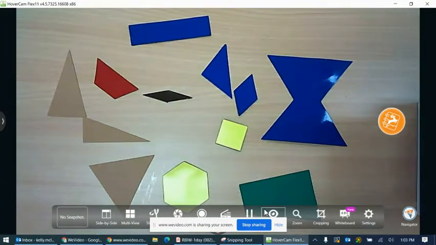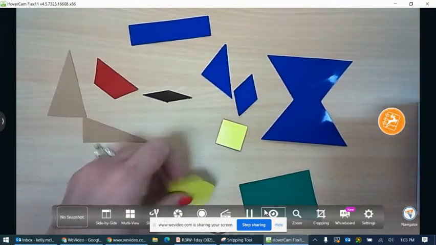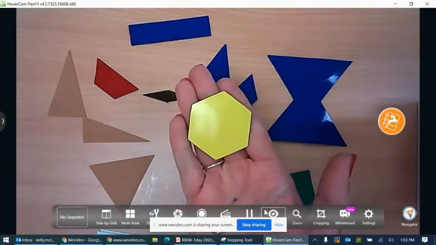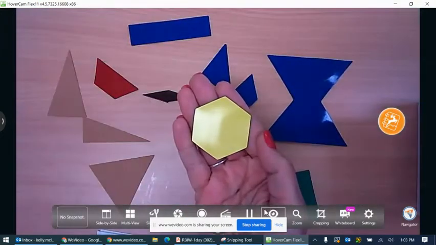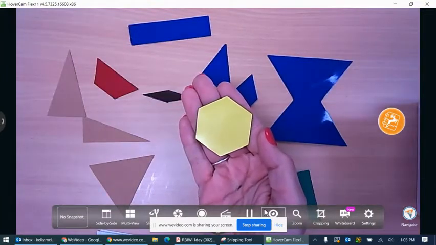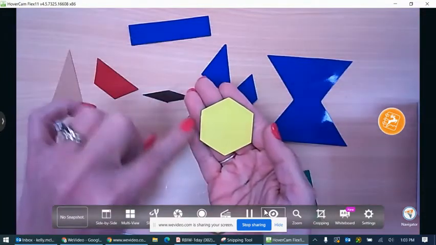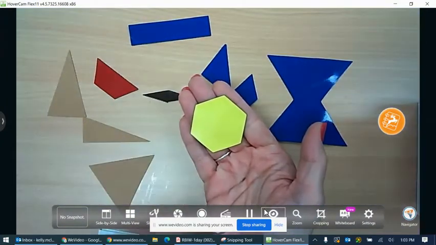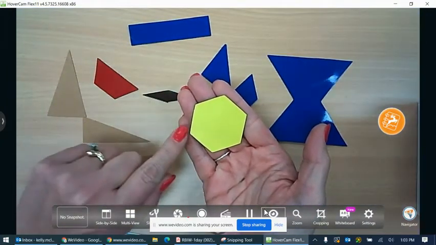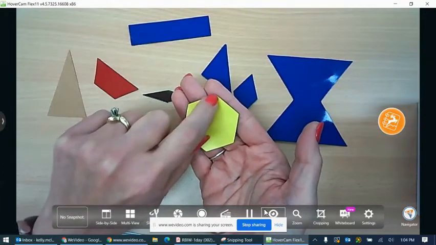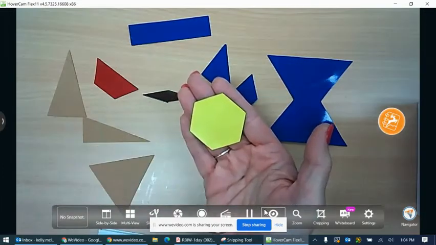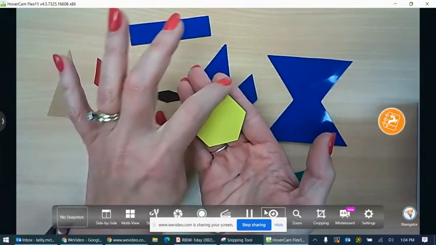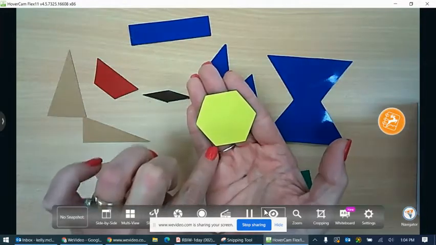So if I'm looking at the defining attributes of a hexagon, now this is the regular hexagon, the one that you traditionally see. I can count those sides and vertices and angles as well. Sides: 1, 2, 3, 4, 5, 6. I can count the angles: 1, 2, 3, 4, 5, 6. I can count the vertices: 1, 2, 3, 4, 5, 6.